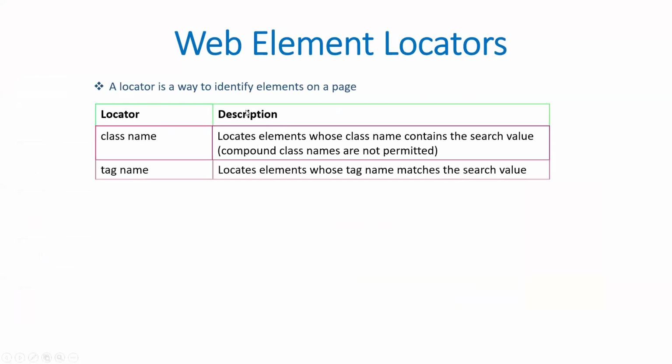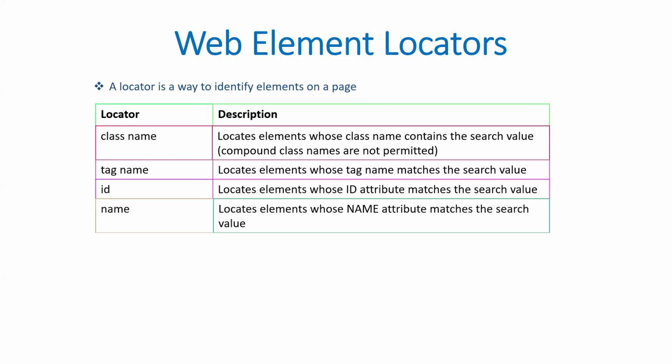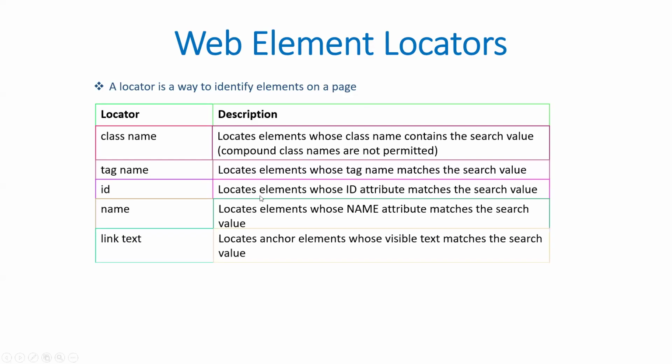And tag name locator. If I use tag name to identify any element, that is called the tag name locator. This is what we have just used, right? Next, ID. I can use the ID attribute to identify the element. So that is called the ID locator. If I use a name attribute, then it is called the name locator. Similarly, I can use link text. That means if the element is a link, I can use the text appearing on that link to identify that element. That is called link text.